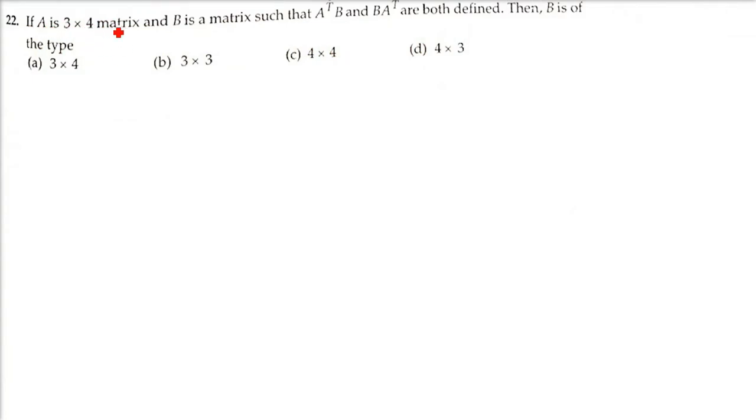If A is a 3 by 4 matrix and B is a matrix such that A transpose B and B A transpose are both defined, then the order of B is to be found out. Now A is given as 3 cross 4 and A transpose B is defined. So what happens in transpose? The row becomes column, column becomes row. So we assume that B is R into C, R is for row, C is for column. You can also take it as M into N. So A transpose is 4 into 3 now, because we have taken the transpose.